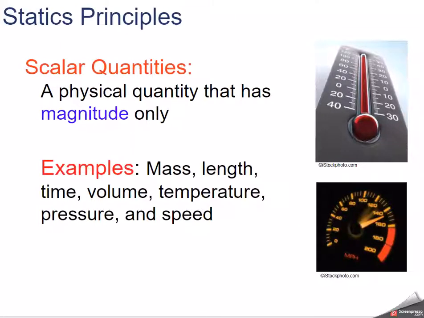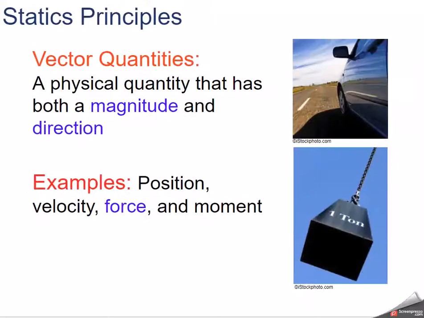So what we're going to start looking at is vectors. Vectors have two different types of quantities. Scalar quantities give you magnitude, like your mass, length, time, volume, temperature, pressure, and speed. They just have one number, just the magnitude, how long it is. And then we have vector quantities, which are magnitude and direction. So position, like on the x, y plane, you go over x, up y. Velocity is in a direction. The force is applied in a direction, and the moment in those different directions.